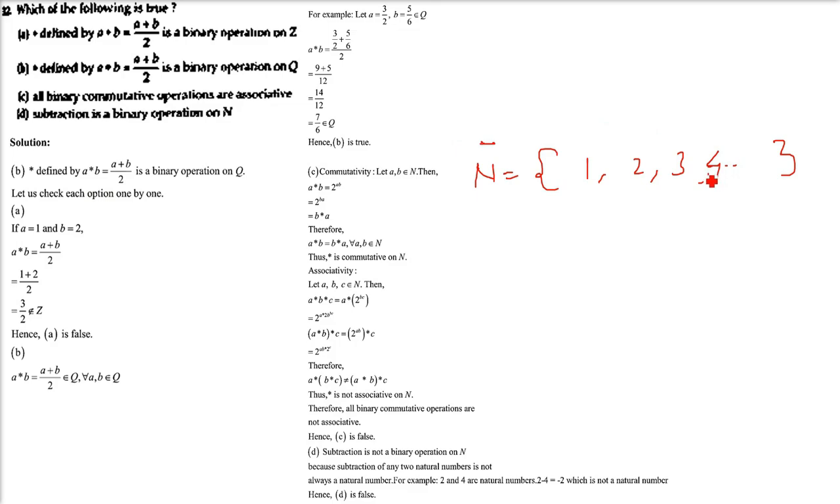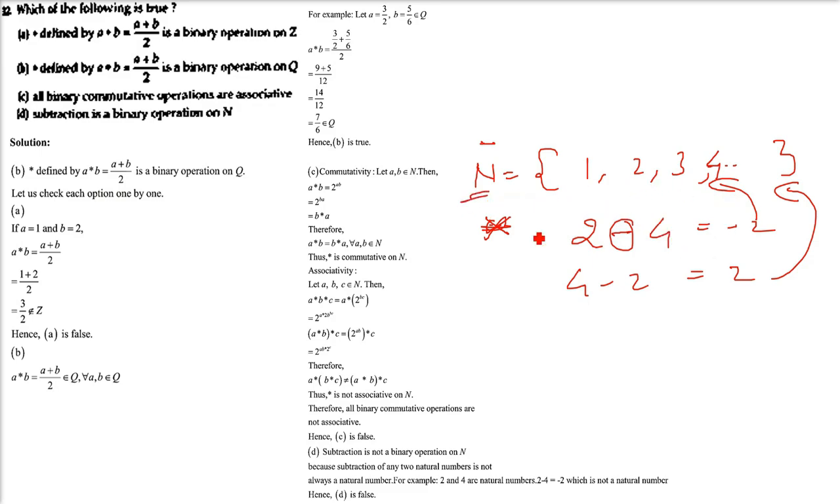Rather, I'll take 2 and 4 and 4 and 2. So when we take 2 and 4, I'm saying subtraction is a binary operation. So the operation is subtraction. So 2 minus 4 and 4 minus 2. 2 minus 4 is negative 2. 4 minus 2 is positive 2. Positive 2 belongs to the natural numbers. But negative 2 does not belong to the natural numbers. That is why subtraction is not a binary operation on the natural numbers. Hence this D part is false. So which of the following is true? Only the second part, B, is true. Rest all are false.